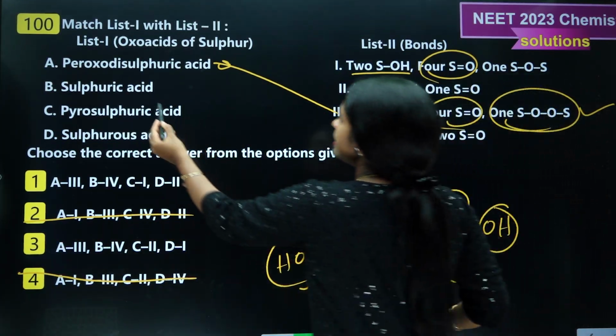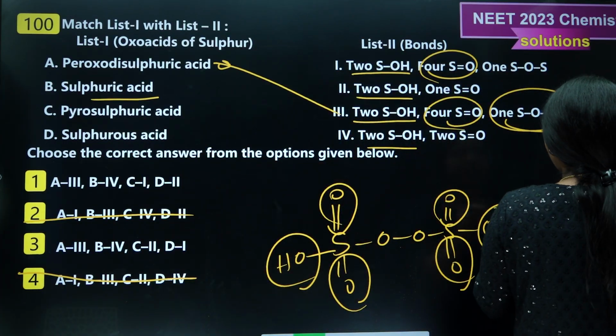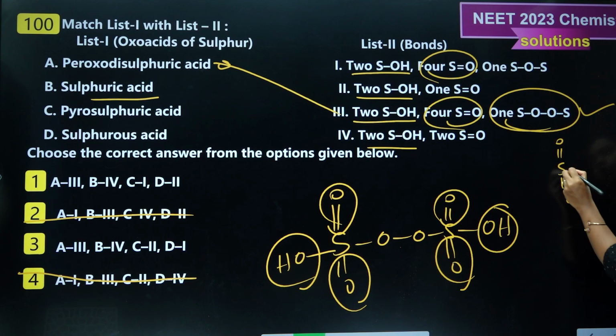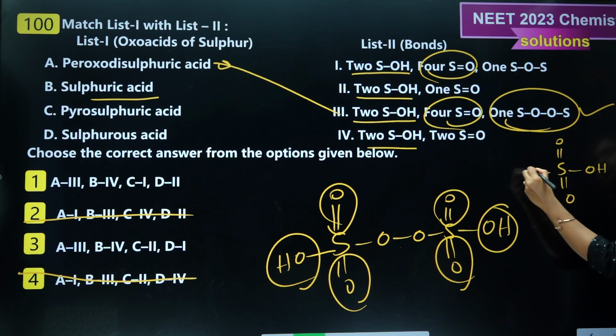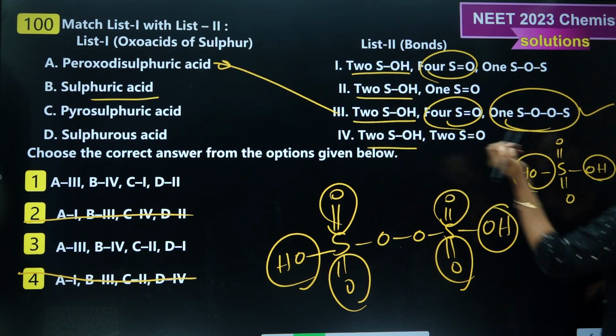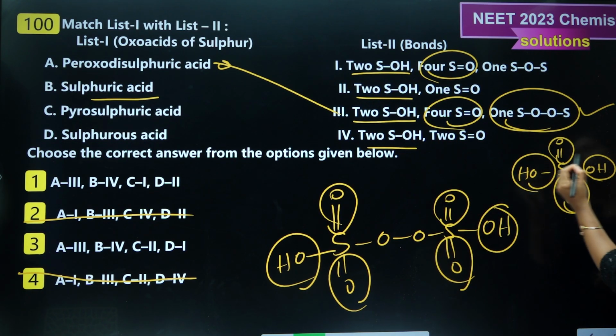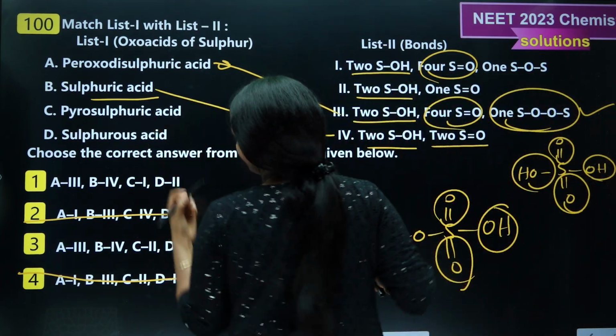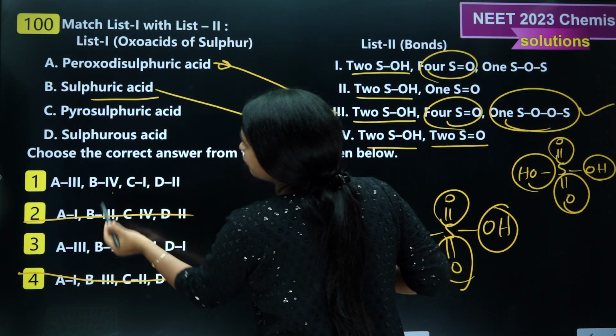Then next one, you see sulfuric acid. What is the sulfuric acid structure? S double bond O, OH, OH. This is sulfuric acid. So 2 SOH in all 4 options are there. 2 S double bond O groups are there. Yes. So this is 4. Next one is 4, in both of these two.